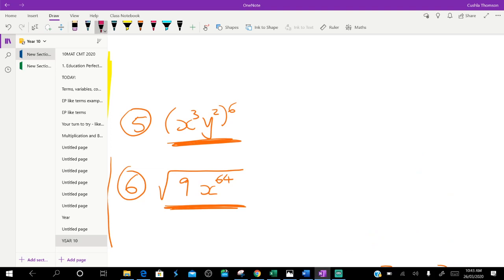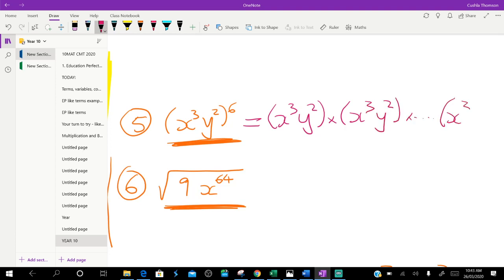Okay, let's think first about what this means. Well, this is x cubed y squared times x cubed y squared times, and it's done 6 times. Okay, so what's going on? Well, I've got x cubed times x cubed times x cubed 6 times. So that means that this one is going to be x to the power of 18, and with the y squareds, it's y squared times itself 6 times. So it's going to be y to the power of 12. So that's right, Viggy, you got it. Okay, so that's how we do patterns like number 5, and that's question 10 on the sheet.